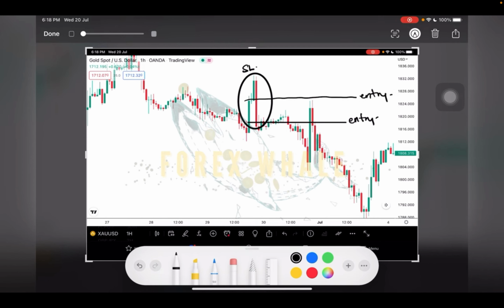So what is the confluence for this one? There is actually another trend line that you can locate from here to here. So let's just say if I draw it like this, there is the two-touch trend line as well. So that is your confluence.